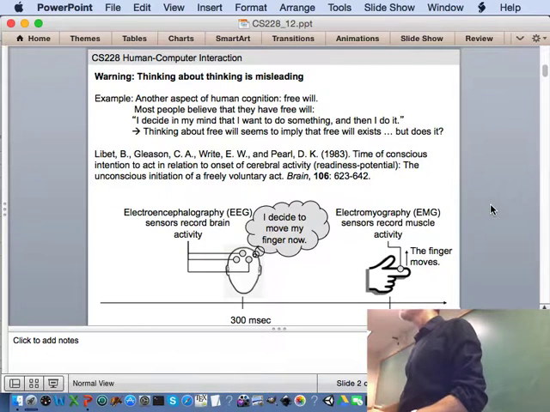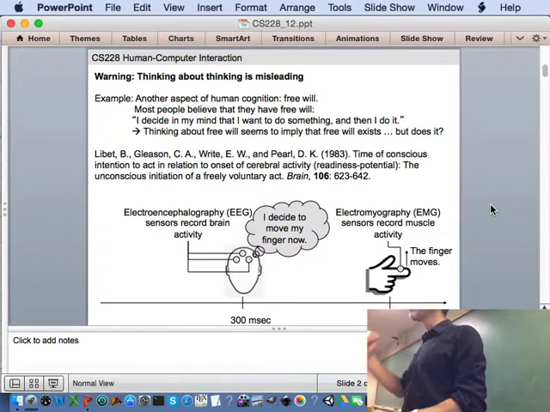EEG's come a long way since the 80s. We'll see EEG again right at the end of the course when we talk about brain-computer interaction. So EEG records brain activity. EMG, electromyography, records muscle activity. So they put an EMG strap on each of the patient's fingers, and the subjects were then asked to look at a clock with a moving second hand, and there was a red light on the second hand. The subjects were asked to decide at some arbitrary point to move their finger and then move their finger.